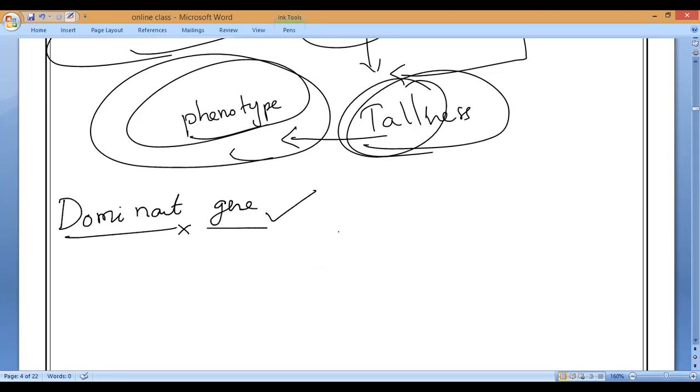Dominant gene will dominate whom, guys? It will dominate the recessive gene for the same characteristic on the other chromosome of the pair. Next, recessive gene.